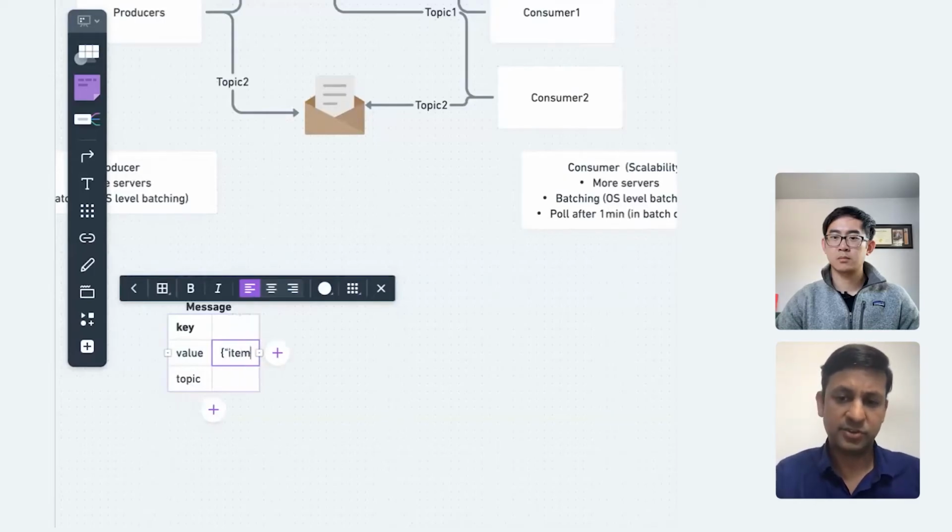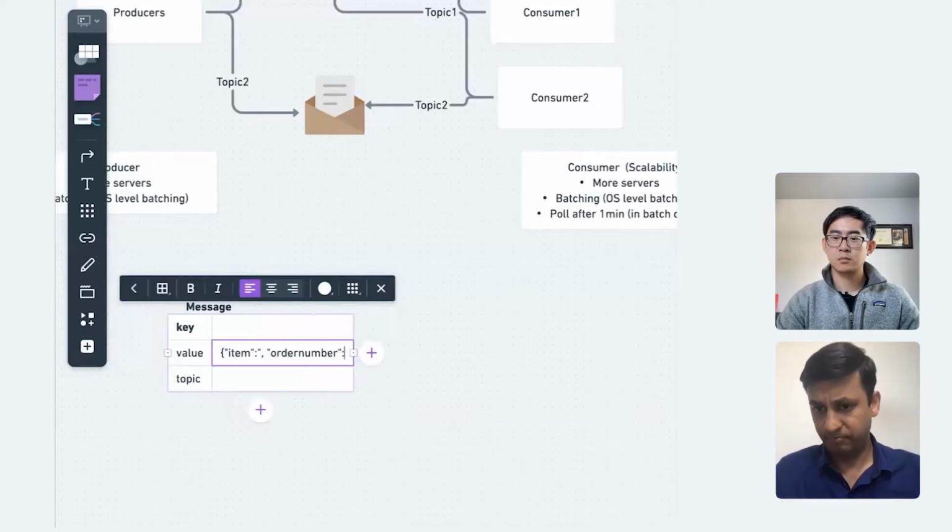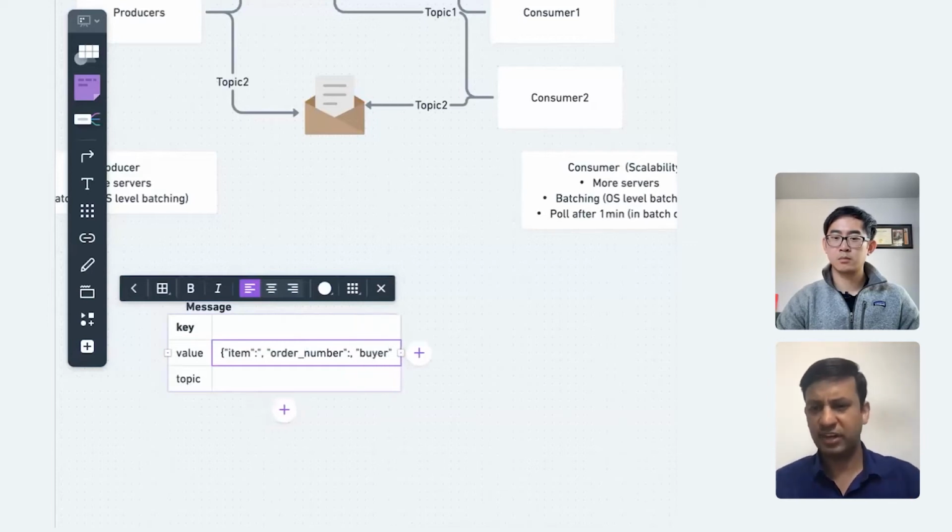Let's say in terms of an order, we can have the item information, or we can have the order number. So we can have multiple things like this. We can have who is purchasing, the buyer ID. So we can have such kind of values in the payload, which is the message that we are sending towards the queue.